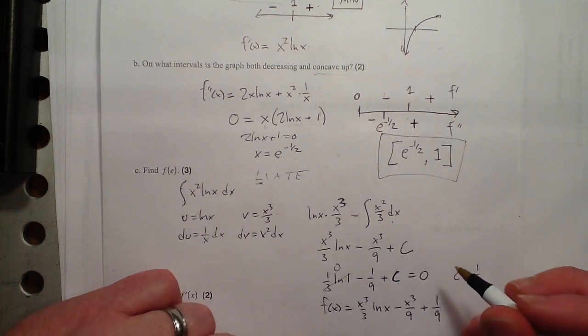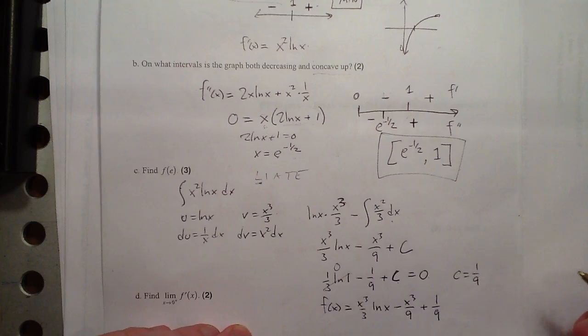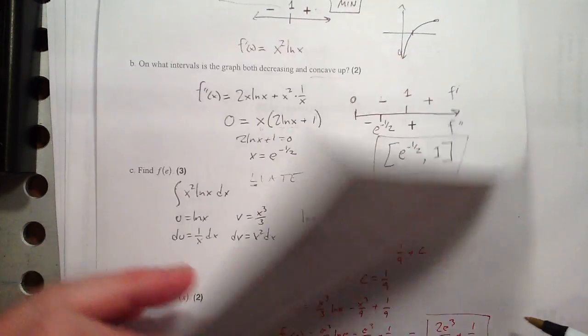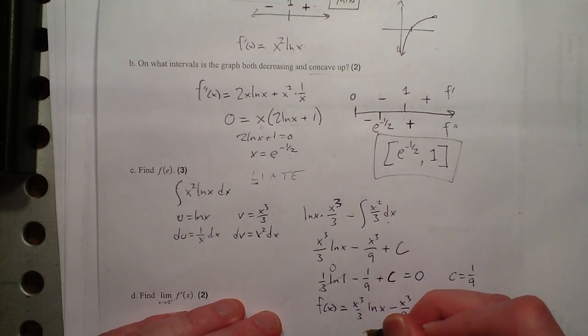Plugging e into that and simplifying, you should get 2e cubed over 9 plus 1/9.